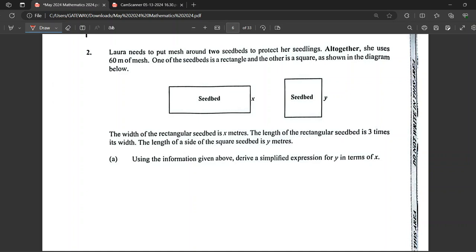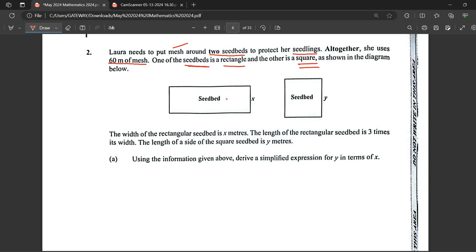Question 2 reads as follows. Laura needs to put mesh around 2 seed beds to protect her seedlings. Altogether, she uses 60 meters of mesh. One of the seed beds is a rectangle and the other is a square, as shown in the diagram below. Diagrams, there are two diagrams.